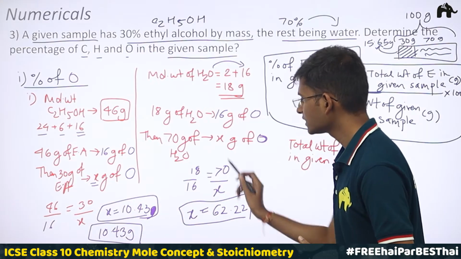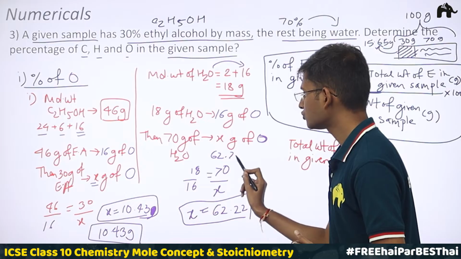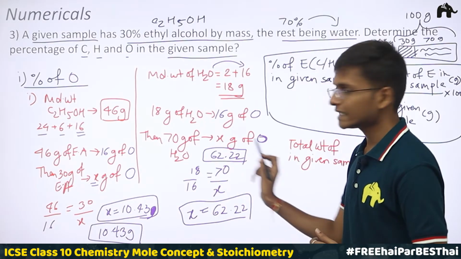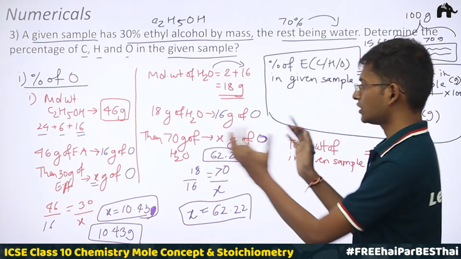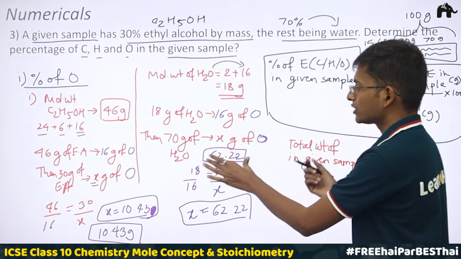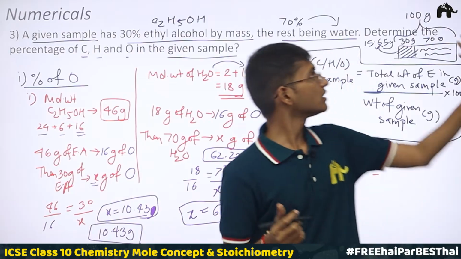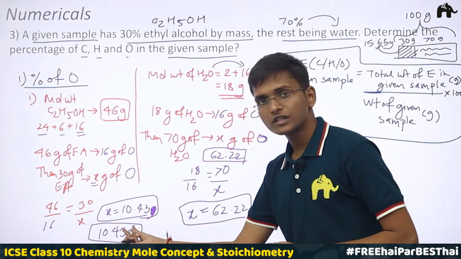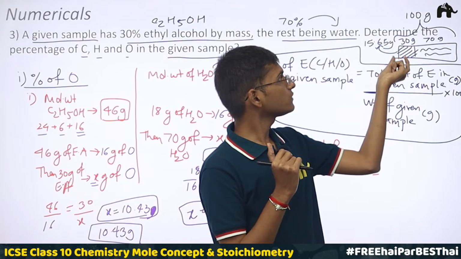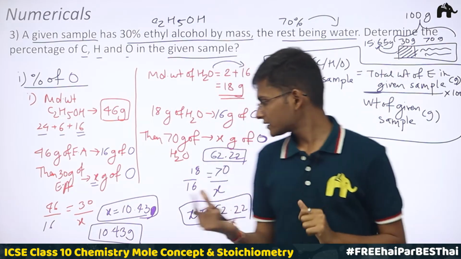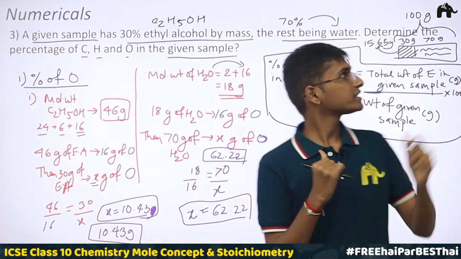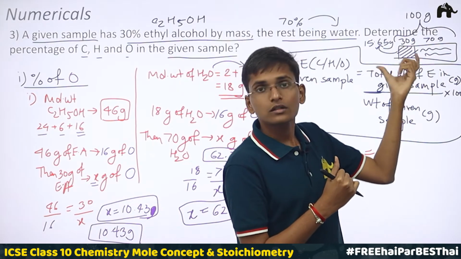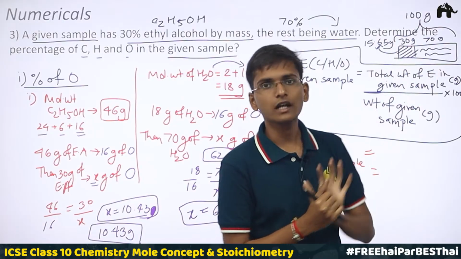Okay, so this means that 62.22 grams of oxygen is present in 70 grams of water. Now we would just add it and we would get the total grams of oxygen present in the 100 grams of this sample, right? Because this is the grams of oxygen present in 30 grams of ethyl alcohol, and this is the grams of oxygen present in 70 grams of water. By adding them, we would get the total grams of oxygen in 100 grams of this sample.